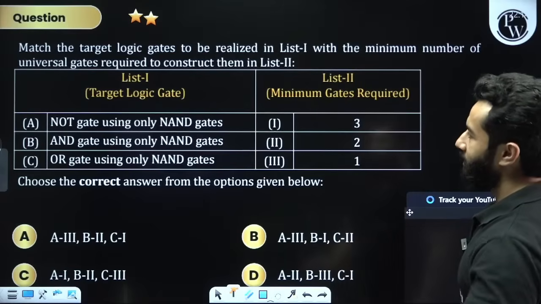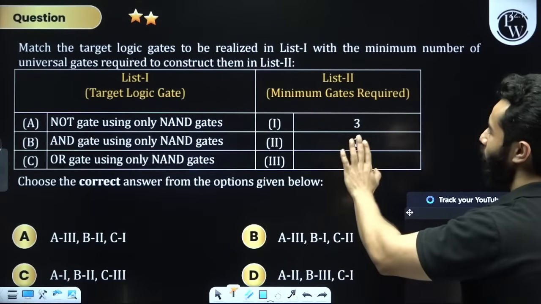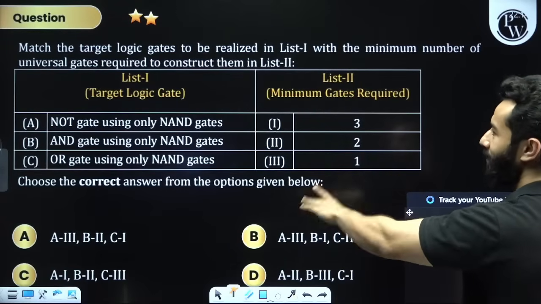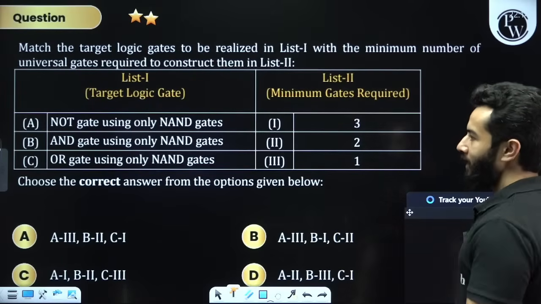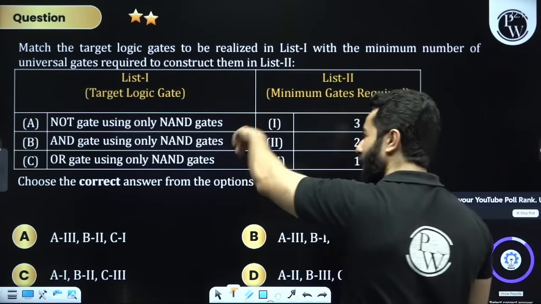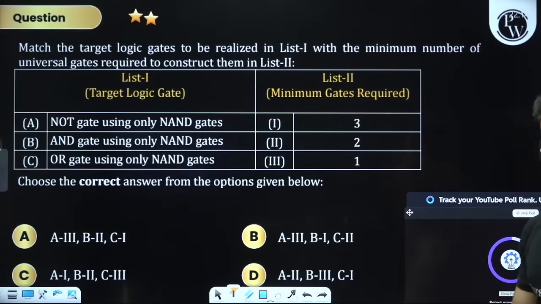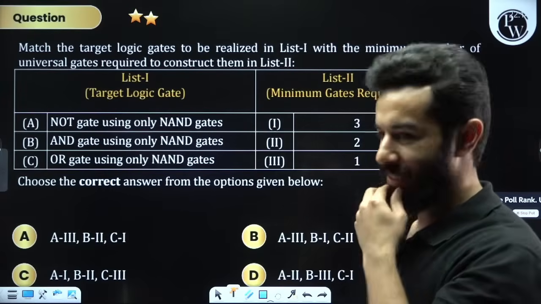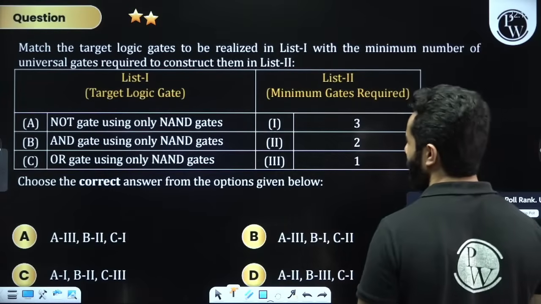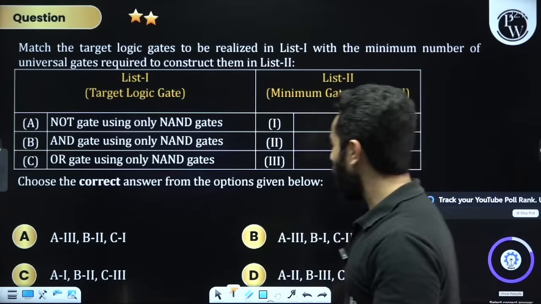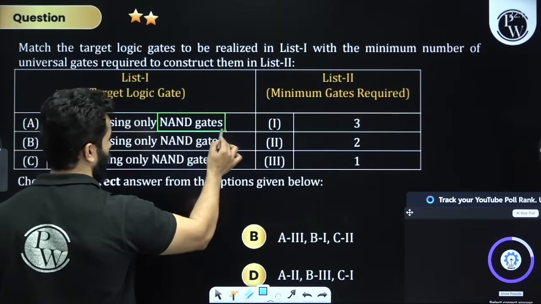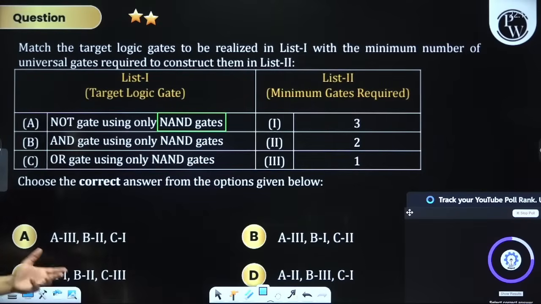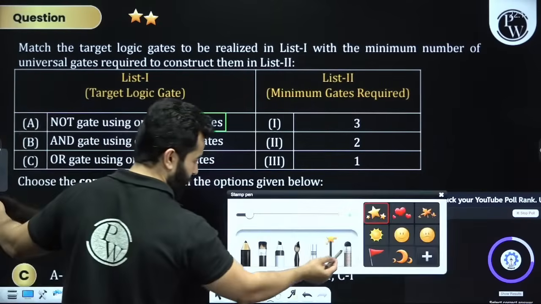They are saying match the target logic gates to be realized in list 1 with the minimum number of universal gates required to construct them. They are saying NOT gate using NAND gates. Clear? How many NAND gates are required to make a NOT gate? So only one. It's simple, my dear friends.